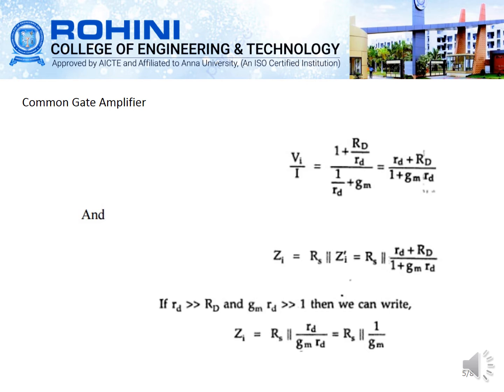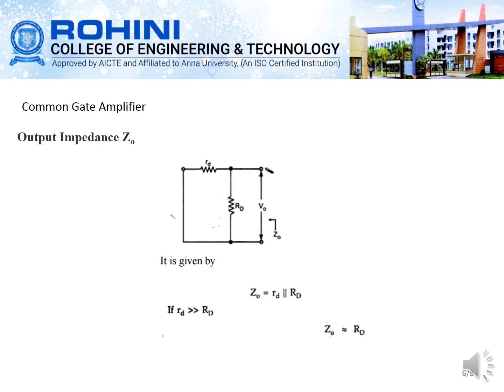Then we substitute those values in the above equation, that is ZI, which is equal to RS parallel ZI dash, which is equal to RS parallel (rd plus RD) divided by (1 plus gm into rd). In the case where rd is very much greater than RD and gm into rd is very much greater than 1, we can neglect this term, so that we get ZI is equal to RS parallel RD divided by gm into RD, which is equal to RS parallel 1 by gm.